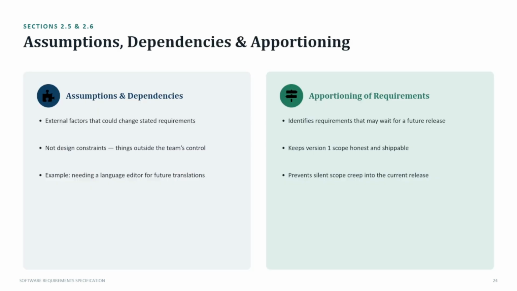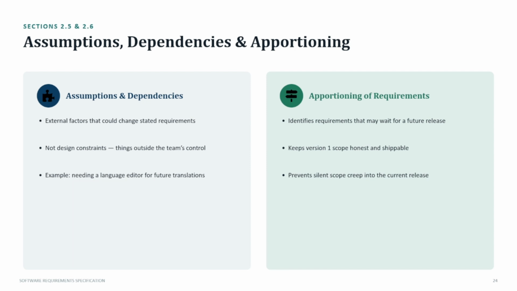Okay, then assumptions, dependencies, and apportioning. Assumptions and dependencies, what kind of external factors we need to consider. For example, needing a language editor for future translations, that means in future we need a language. For example, in a system there will be different languages that you can switch to, so that is one assumption or dependency. Then identify requirements that may wait for a future release, so we will be releasing different updates, right, so we will have that also.